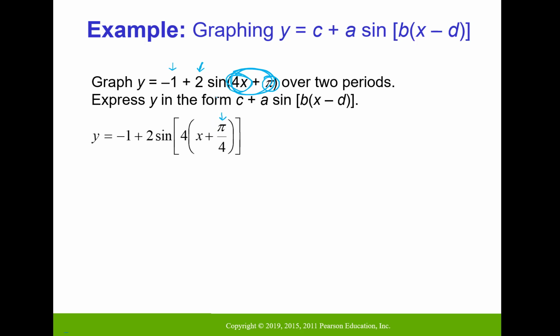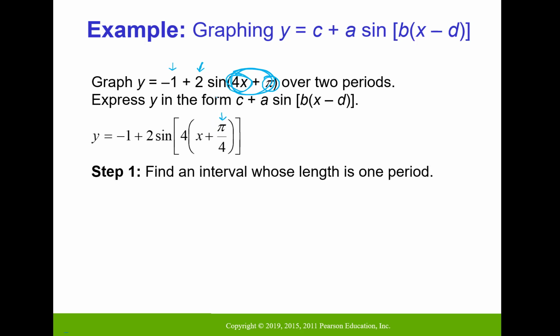So we'll do method number 1. We'll say step 1, find an interval whose length is 1 period. So what we'll do is we take this argument here and we'll plug it into our format. From the previous slide we said that this is the b times x minus d, and we just put that in between 0 and 2 pi. So we set that up, and then we start to try to solve for x.